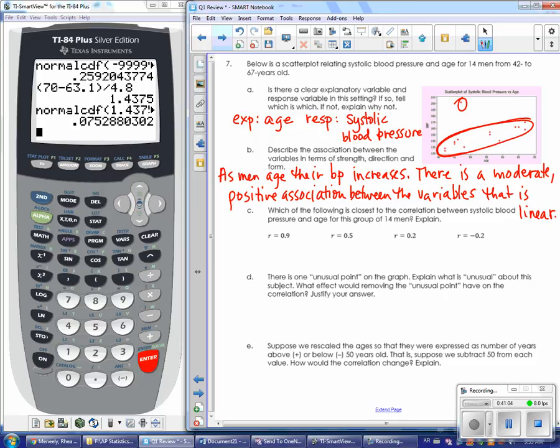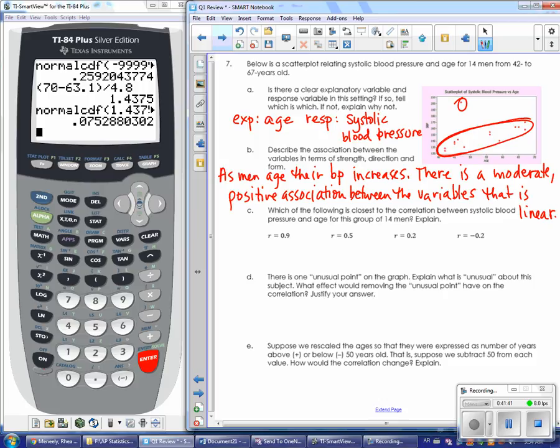In letter C, it says, which of the following is closest to the correlation between systolic blood pressure and age for this group of 14 men? One thing I just want to remind you is that an outlier is going to have a significant impact on standard deviation. And since, if you think about how we are computing the correlation coefficient, we're standardizing all the x values, we're standardizing all the y values, the correlation coefficient itself involves the standard deviation for both x and y. So if we have an outlier, and this is an outlier not just with the x values, but with the y values as well, that's going to have a big impact on my correlation coefficient. My correlation coefficient is going to be very sensitive to outliers.